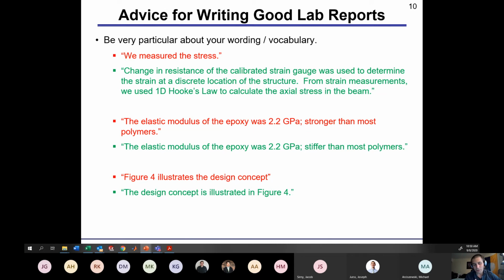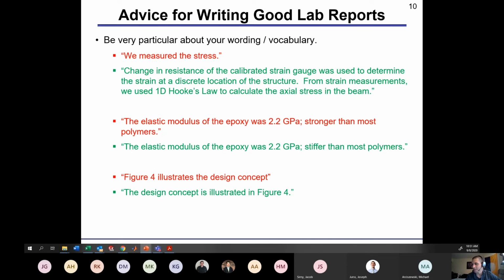What you want to say is: changes in the resistance of the calibrated strain gauge, which you might have put on your piece, was used to determine the strain at discrete locations of the structure. That's completely legit. Changes in resistance you can measure with an ohm meter. That's something that you can measure. From strain measurements, we use 1D Hooke's law to calculate the axial stress. Excellent. You measured changes in resistance, and then you used Hooke's law to calculate the stress. You did not measure the stress directly.